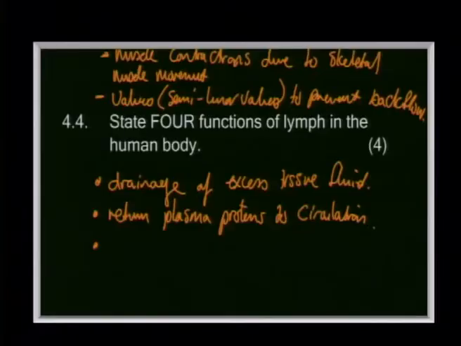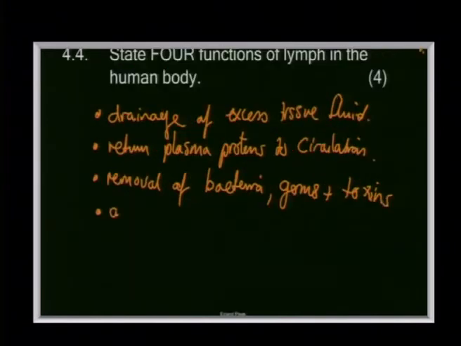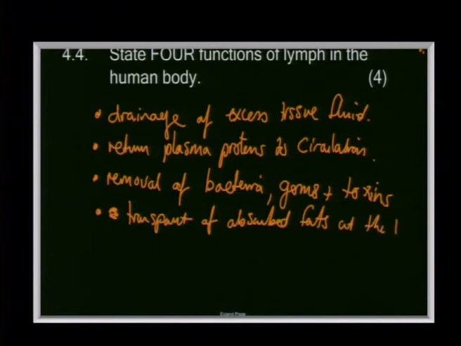All right, now, so talking about bacteria and toxins and bad things and germs: removal of bacteria, germs, and toxins, clearly from tissue level. Absorption, well, it's not really absorption, it's transport. Transport of absorbed fats. Remember our fatty acids and glycerol, which we group into fats at the villi, so that can join the rest of our circulation.